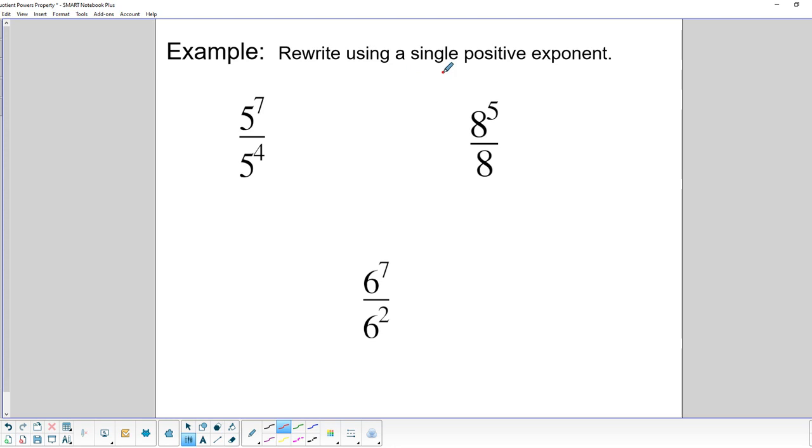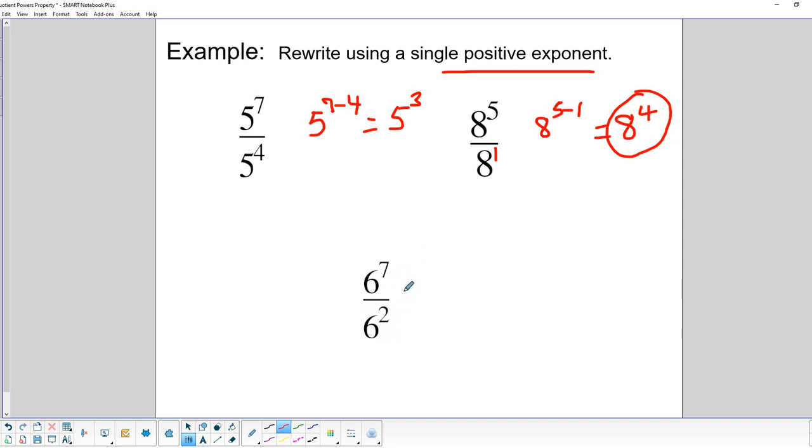Okay, so we want to keep our exponents positive. So again, if we write out the rule, this is going to be 5 to the 7 minus 4 power. So we're taking the smaller one from the bigger one. And so that's going to end up being 5 to the third power. So we're subtracting exponents instead of adding them like we did on the last lesson. Okay, here we got 8 to the fifth over, don't forget there's a 1 on this one. So this is going to be 8 to the fifth minus 1, which ends up being 8 to the fourth power.